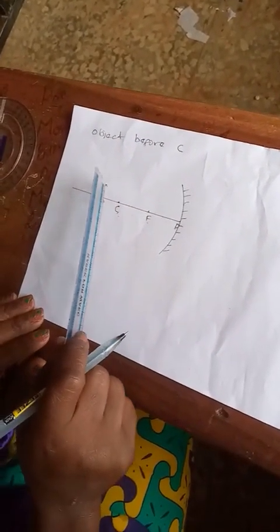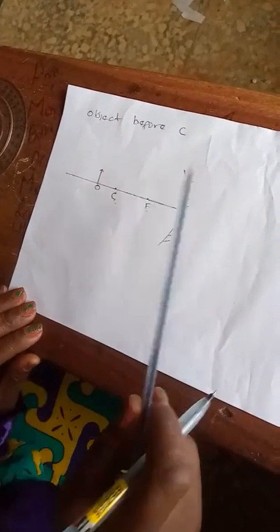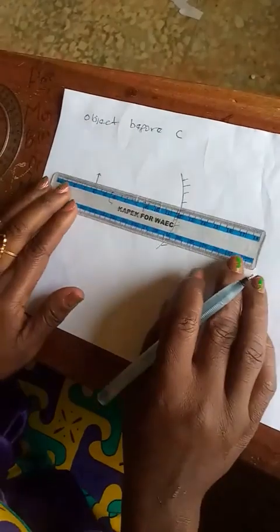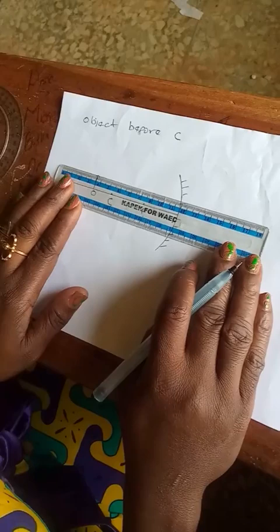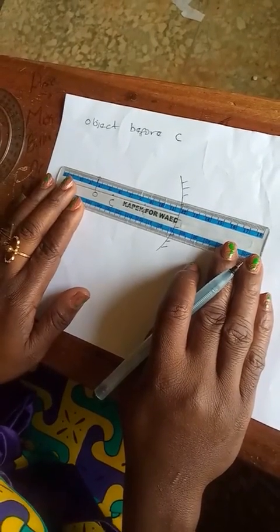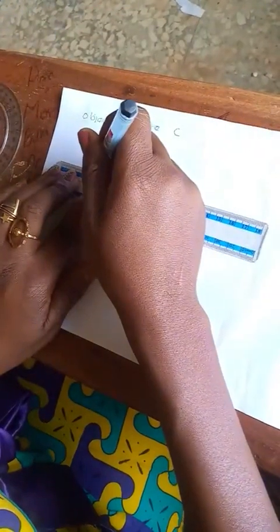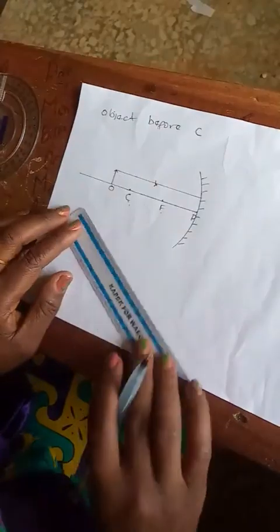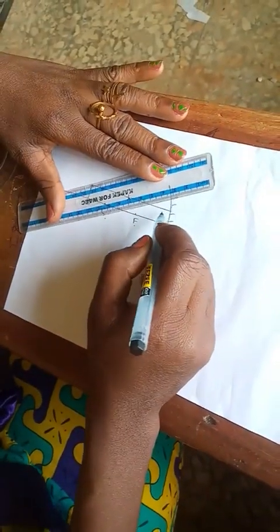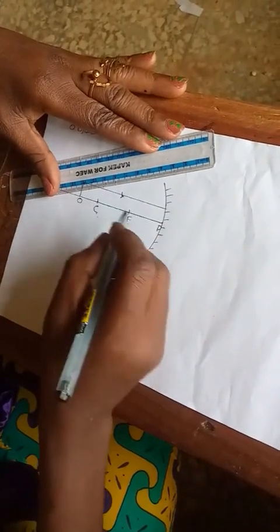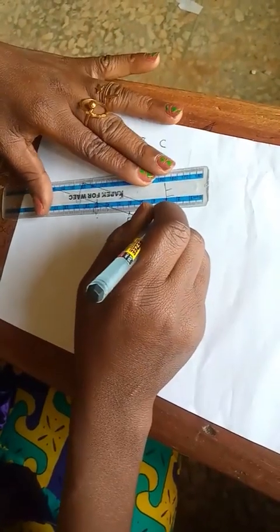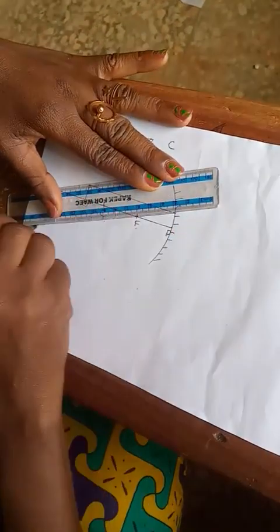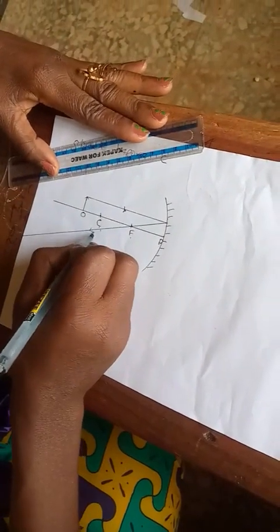Any ray that is parallel to the principal axis would, after reflection, pass through the principal focus. So I'm going to be drawing a parallel ray. So this is a parallel ray to the principal axis. After reflection, according to the rule, it is expected to pass through the principal focus. This is the principal focus, so we'll make this ray pass through the principal focus. So we have this, right?